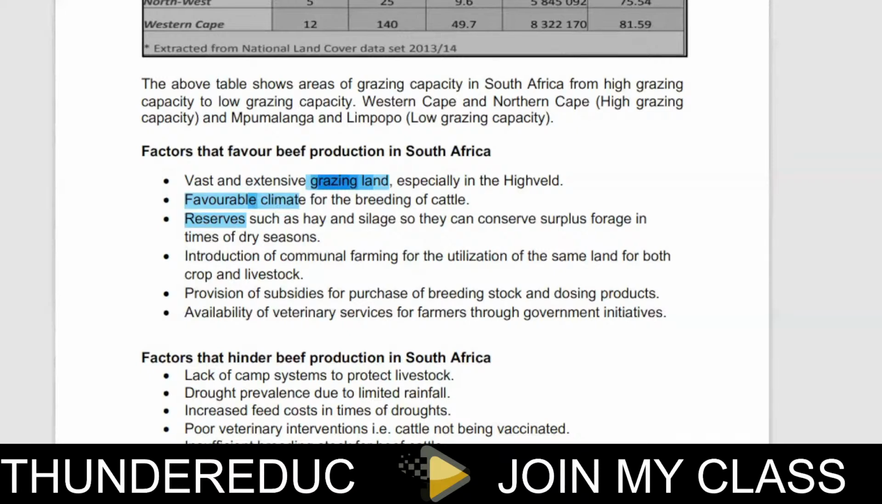And this helps to improve or to favor the development of beef production. Okay, so it favors beef production in the area. Another aspect is the provision of subsidies. This is basically done by the government, okay? And what does the government do? The government provides subsidies for the purchase of the breeding stock and the dosing product.